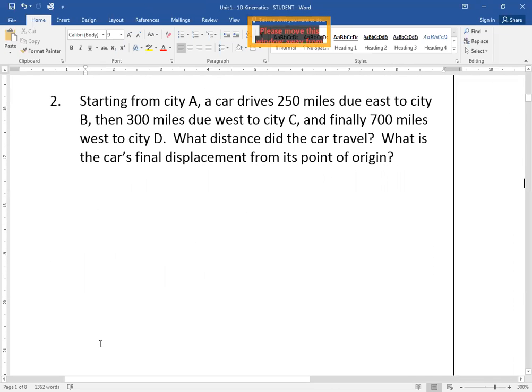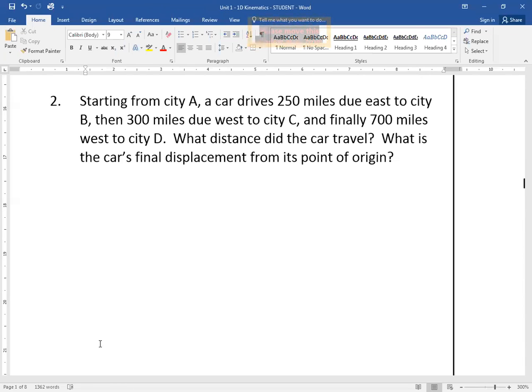Okay, next example. You're starting from city A. A car drives 250 miles due east to city B, such and such to city C, and then city D, and whatever. So it's kind of lost, right? City A, B, C, D. There's a lot of words there. Anyone got any suggestions? Draw a diagram.